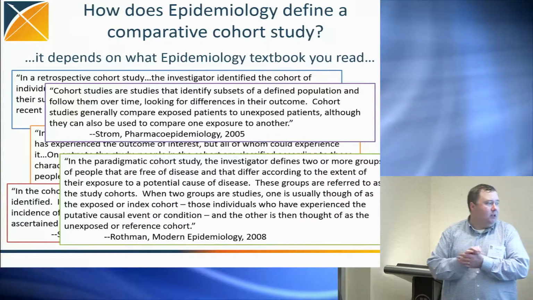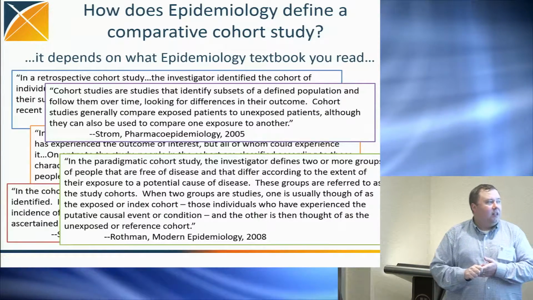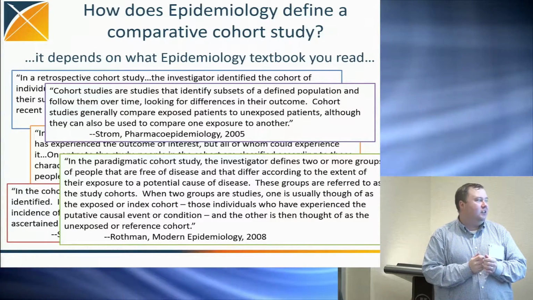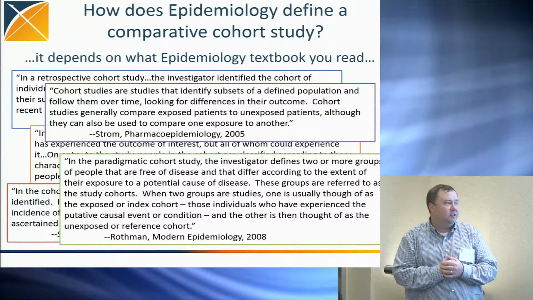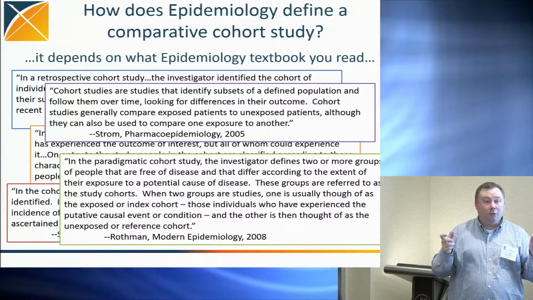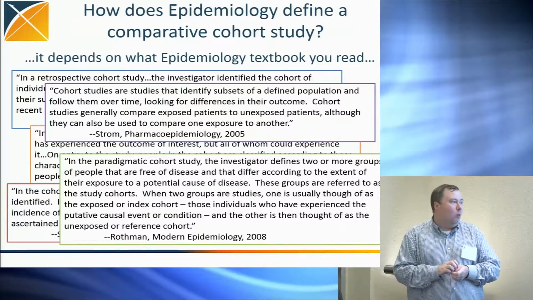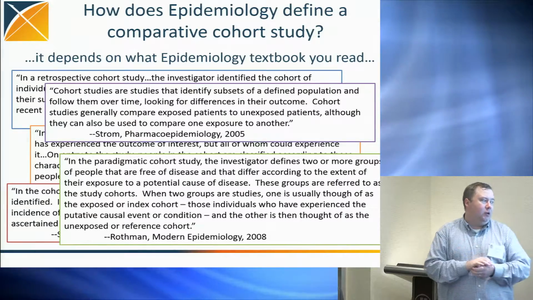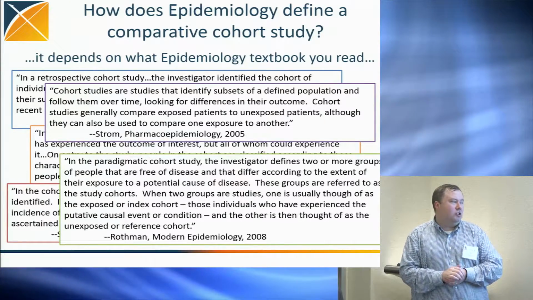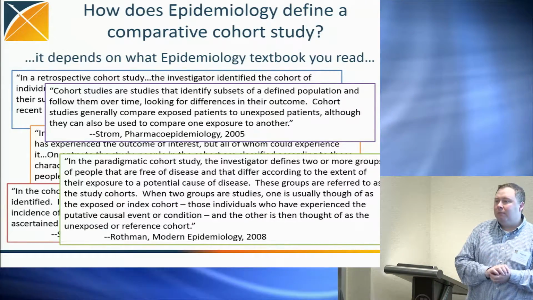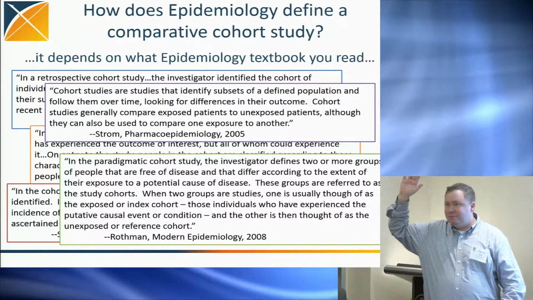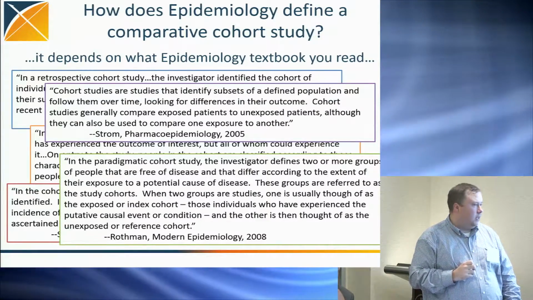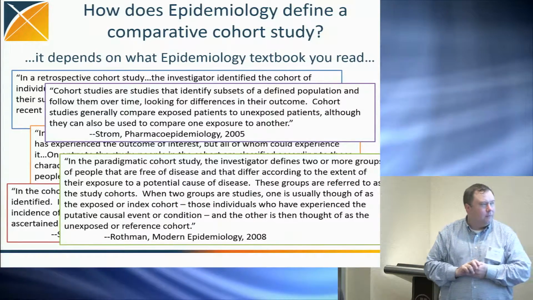Okay. Our friend Ken Rothman defined it as: in a cohort study, the investigator defines two or more groups of people that are free of disease and that differ according to the extent of their exposure to a potential cause of disease. These groups are referred to as the study cohorts, plural. When two groups are studied, one is usually thought of as exposed or the index cohort, those individuals who experience the putative causal event or condition, and the other is thought of as the unexposed or reference cohort. I like the Rothman definition, except the disease really is outcome in a more general sense. Yes, more general. Yeah, outcome. Okay.